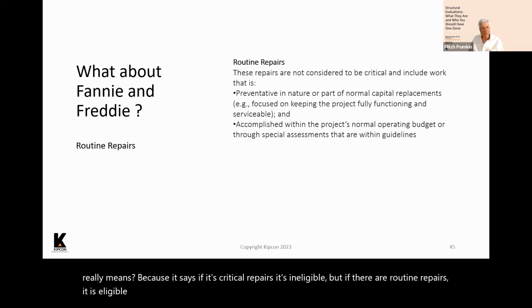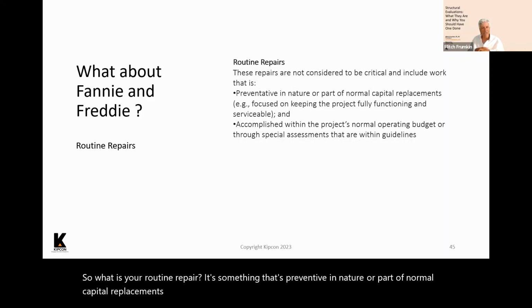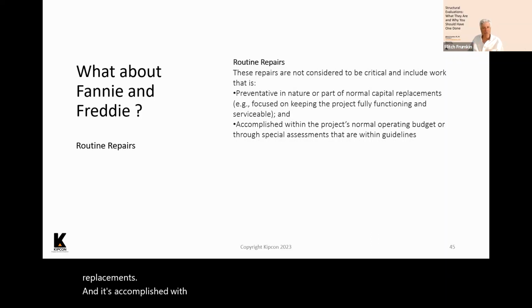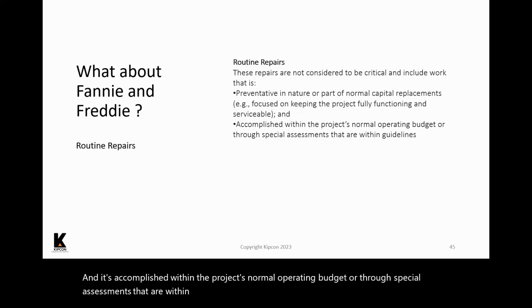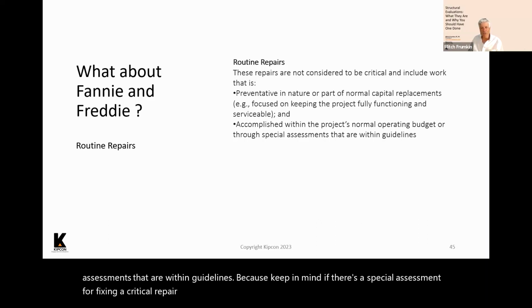So what is a routine repair? It's something that's preventive in nature or part of normal capital replacements, and it's accomplished within the project's normal operating budget or through special assessments that are within guidelines. Because keep in mind, if there's a special assessment for fixing a critical repair, it's still ineligible until that critical repair is fixed.